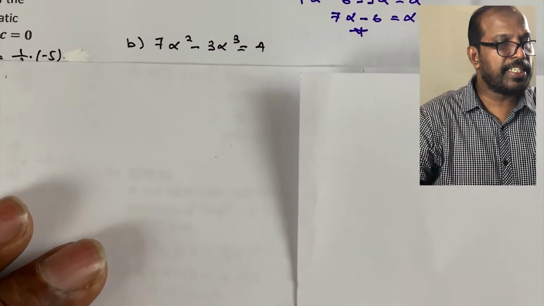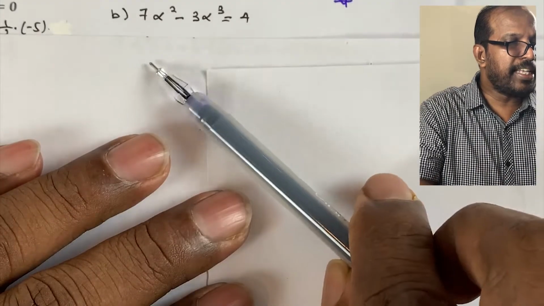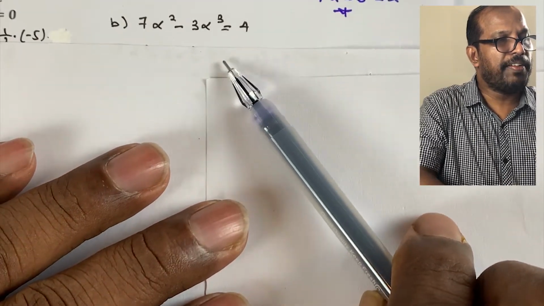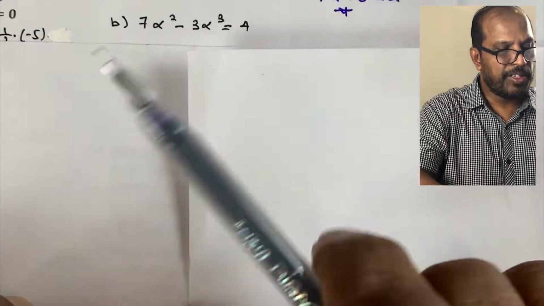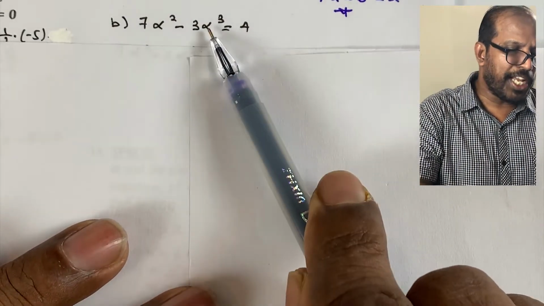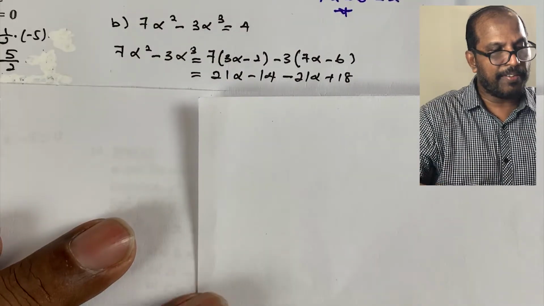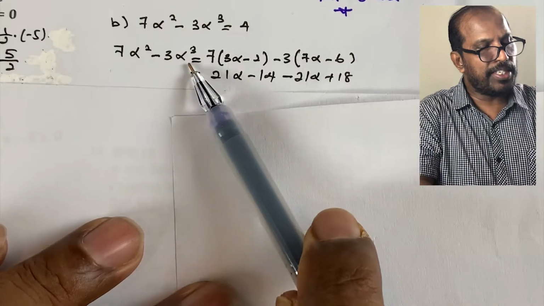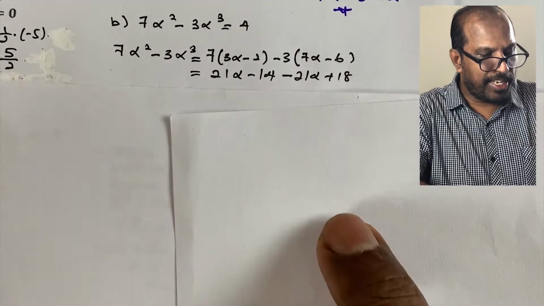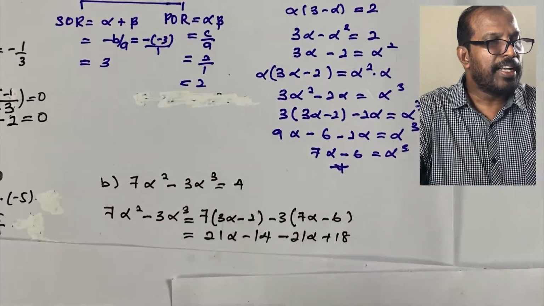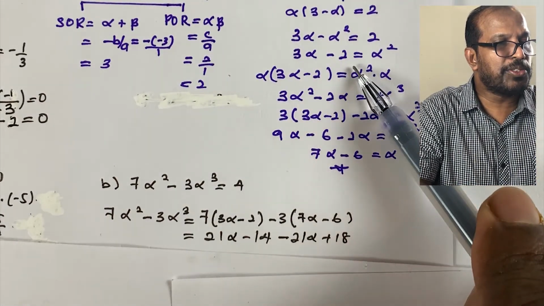In this question, section B, if you look carefully, requires you to prove that 7 alpha square minus 3 alpha cube equals 4. If you want to prove this part, I cannot change 7 alpha square. Another way of solving this problem is by just assuming 7 alpha square minus 3 alpha cube equivalent to, what is 7 alpha square? Just now we have found out that alpha square is actually equal to 3 alpha minus 2.